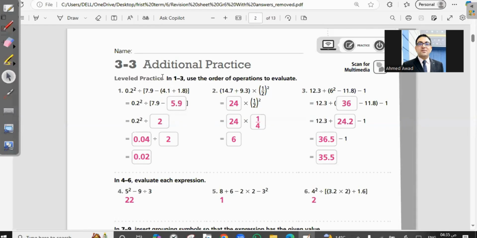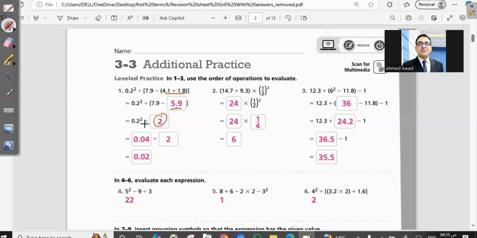In the first one, he says 0.2 divided by 7.9 minus 4.1 plus 1.8. Guys, what did Mr. Bimdas say? Always start by what? Yes, by bracket. So I have two brackets here, the greater one and the smaller one. I will always start by the smaller one. Now, 4.1 plus 1.8 is going to be 5.9. Now, 7.9 minus 5.9 is going to be, yes, excellent, 2.